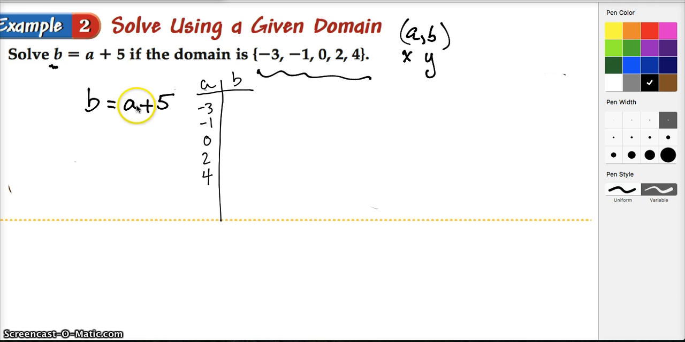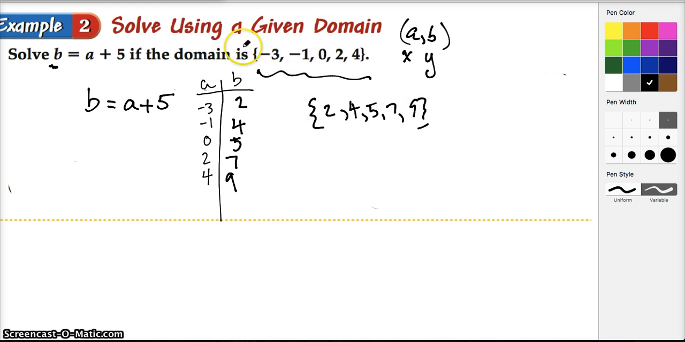-3, I'm going to plug in for A, and when I do that, I get that B is -3 plus 5, which is 2. I can continue on by plugging in these various values for A, and I would get that in this case, B is 4, B is 5, B here would be 7, and B in this case, when A is equal to 4, would give me 9. So that is now my set of values for B: 2, 4, 5, 7, and 9. In a case like this, when we're given the domain, this here would be called the range.